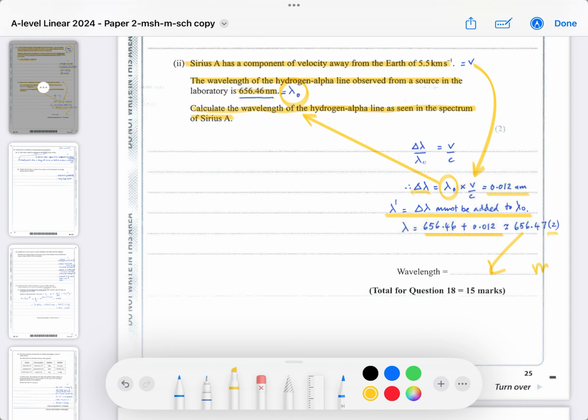And don't forget the units. I've forgotten the units. It will be meters. Oh no, it will be nanometers. Nanometers. Okay? So I nearly lost the mark because of the units. Don't forget units.